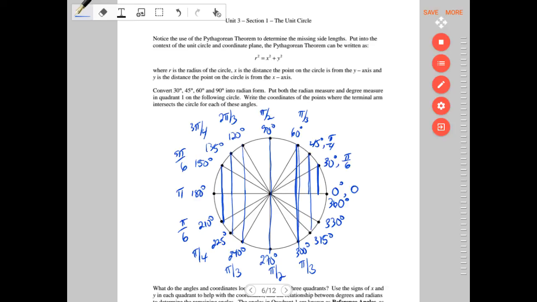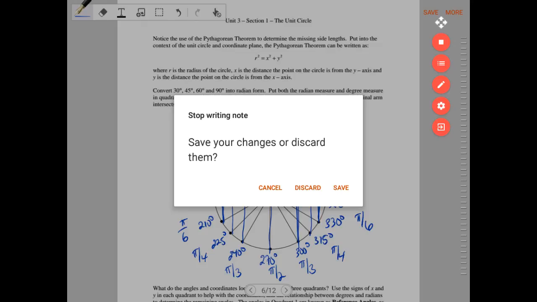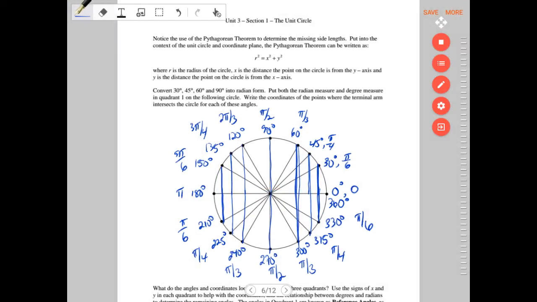This one's going to be a pi over 4. And this one is 30 degrees from the x-axis, so it's going to be a pi over 6. Okay, so now we can use our work with fractions to help us figure out what the numerators are.